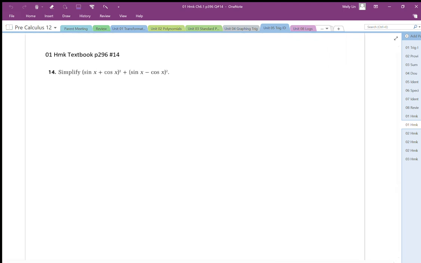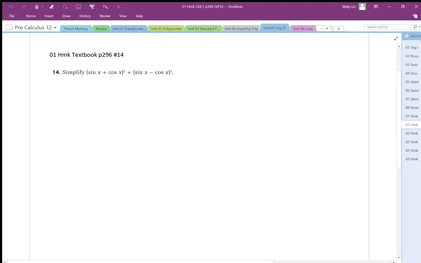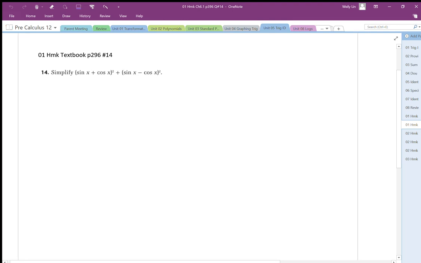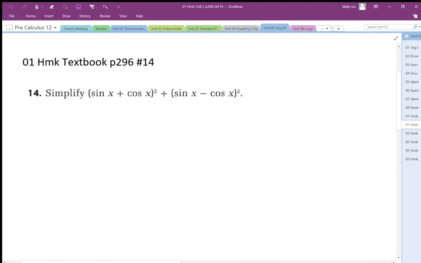Number 14, we just have to be really careful that when we simplify this, we don't do our squaring in this way. So we don't square sine squared x plus cos squared x when we square out those brackets. Okay, so this is wrong. Make sure that we don't do that. We have to expand this using our binomial distribution.